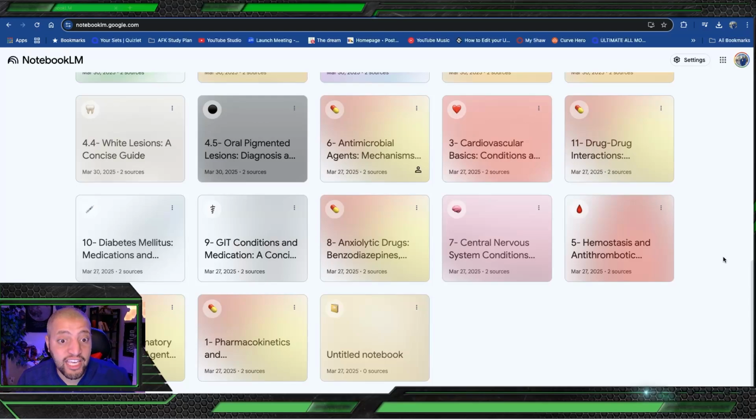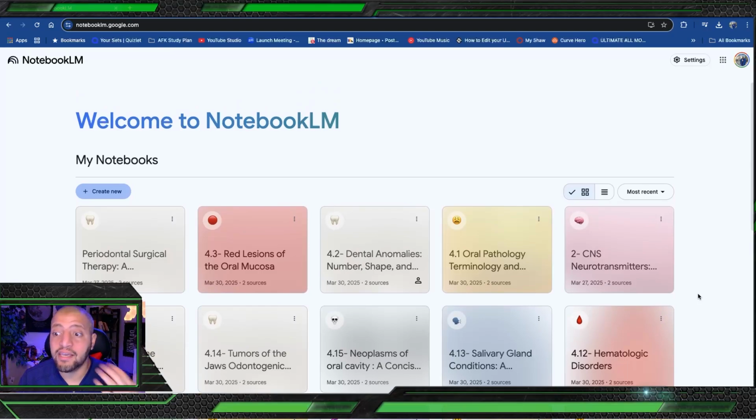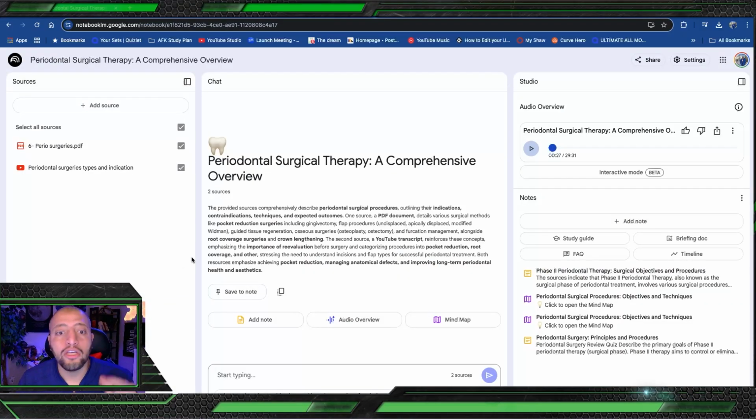I made each chapter in our course a separate chat where you can chat with the PDF and see how it can really be helpful for you, and it's available all the time. Let's start with something super annoying, periodontal surgery. As you open it here, I have the sources here, I did add them. Here you have the chat, here you can ask questions, you can ask it to make a mind map.